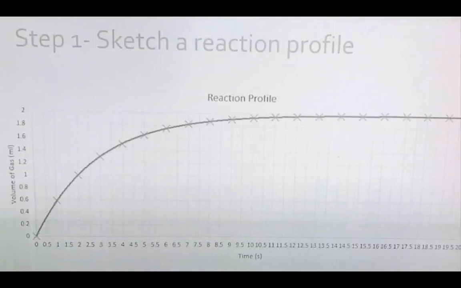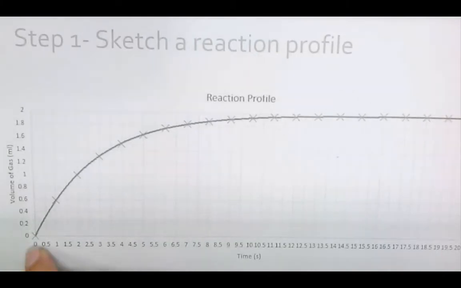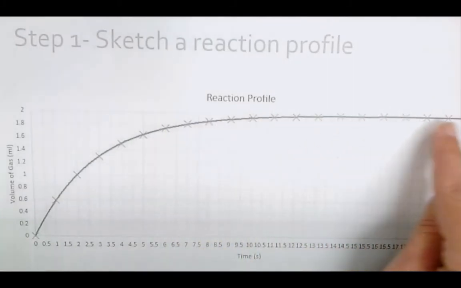Okay, here's an example that we're going to go through. What I've done is I've carried out a reaction and I've collected a certain amount of gas over a period of time that was formed or produced. We notice at time zero, there is no product because that makes sense. The reactants still have not yet collided to form that product. So this line is representing a product, not a reactant.